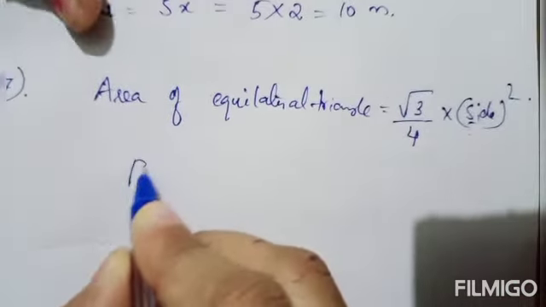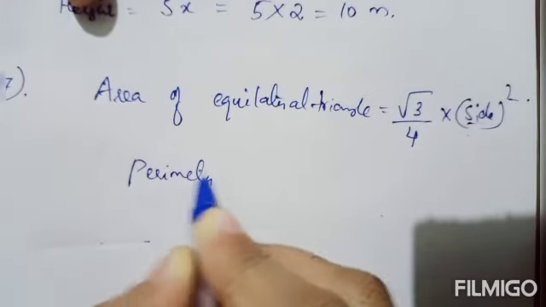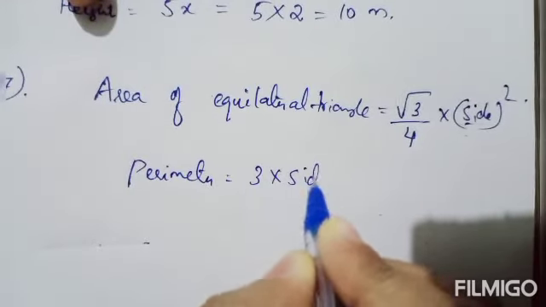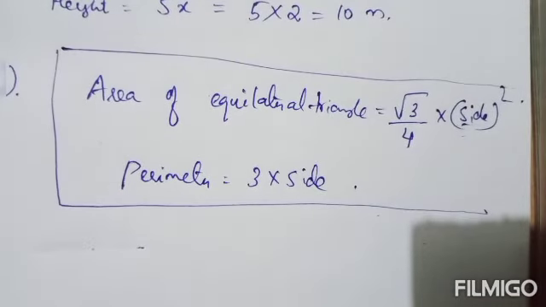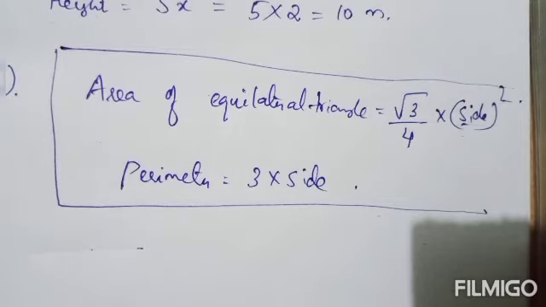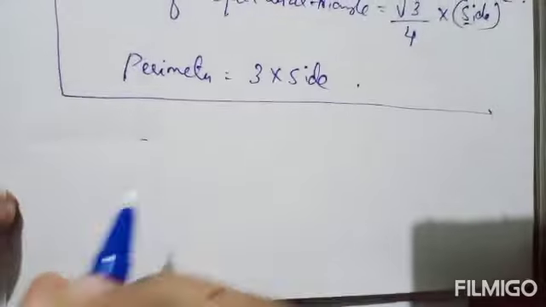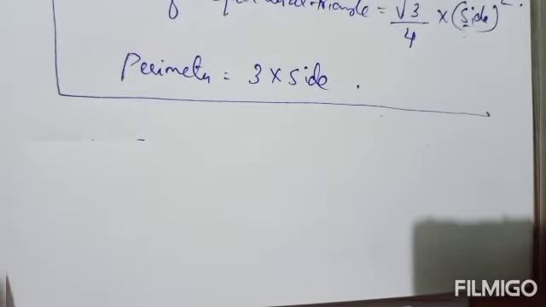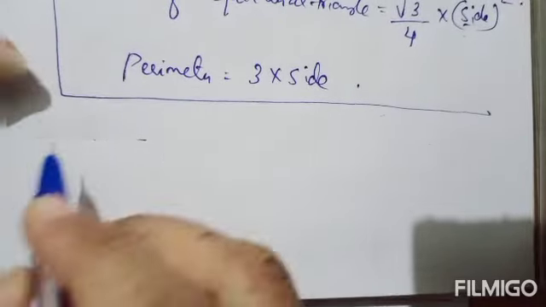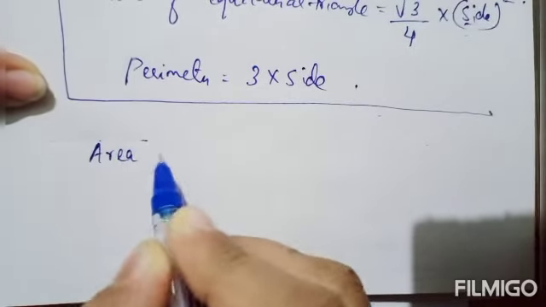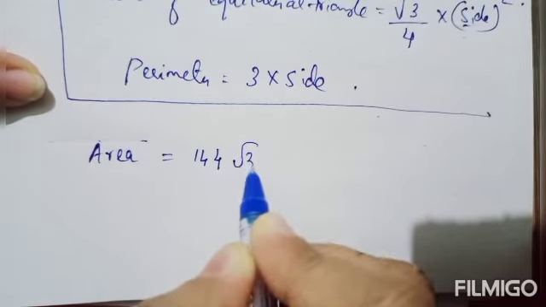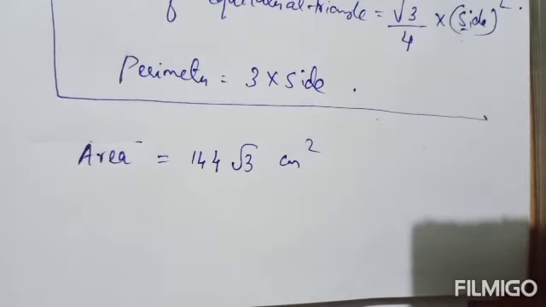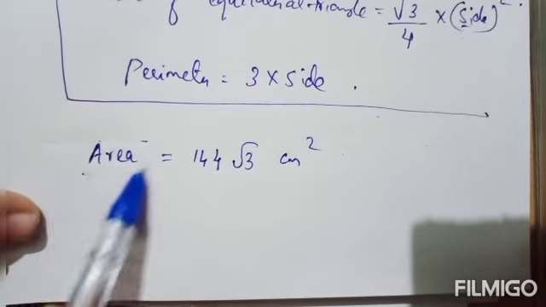Now the perimeter of an equilateral triangle is 3 into side. This you should know, these formulas. Area of equilateral triangle, root 3 by 4 into side square. Perimeter equal to 3 into side. Now you can use these formulas to solve this problem. Seventh problem. The area of the equilateral triangle is given as 144 root 3 centimeter square.